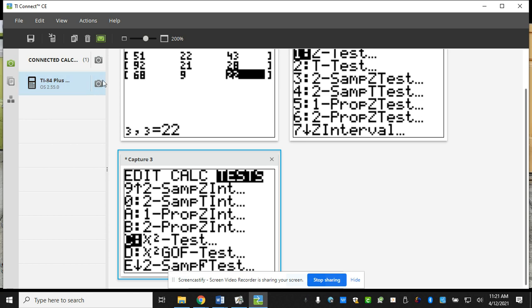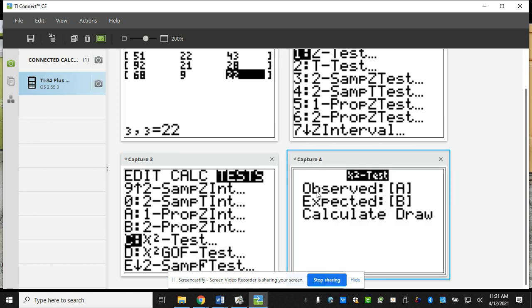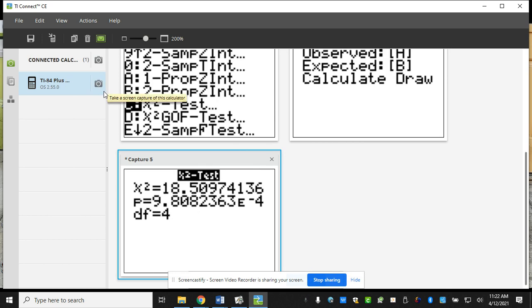It gives you these options, and it says observed and expected. So we know our observed is in A, but we haven't done anything with expected yet. We haven't typed our expected in B, but that's fine because it does it for us. It's basically saying, where do you want me to put expected? So go ahead and go to calculate. And it's going to give you this. This is our end all answer once I've added all the chi-square values together.